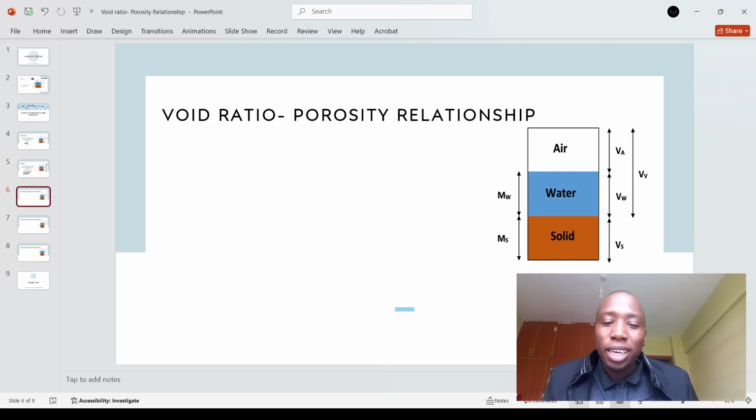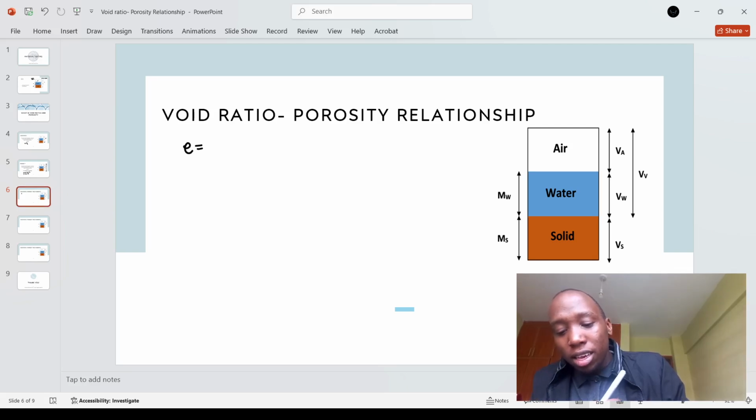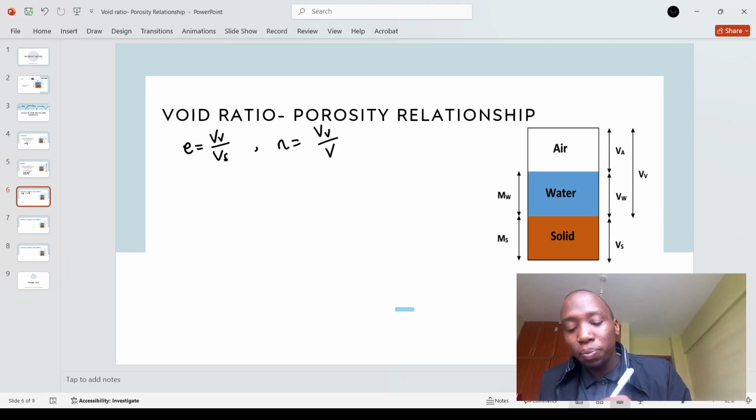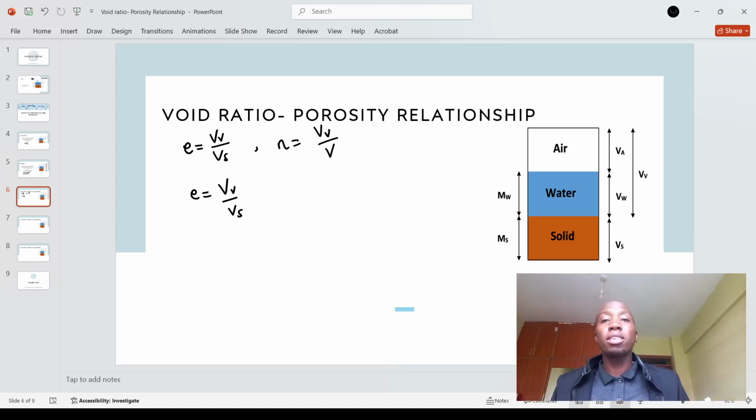The big question today is, how do these two parameters relate? e is given by the volume of voids divided by the volume of solids. That's the void ratio equation. Porosity is given by the volume of voids to the total volume of the soil. So how do these two relate? We can choose one and then show the relationship to the other. Let's start with the void ratio equation. e is equal to the volume of voids divided by the volume of solids.